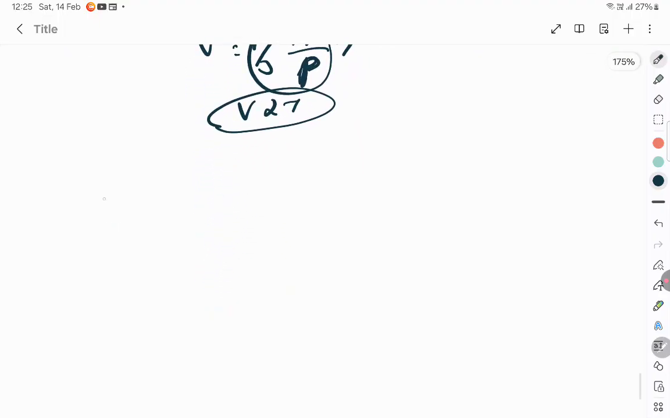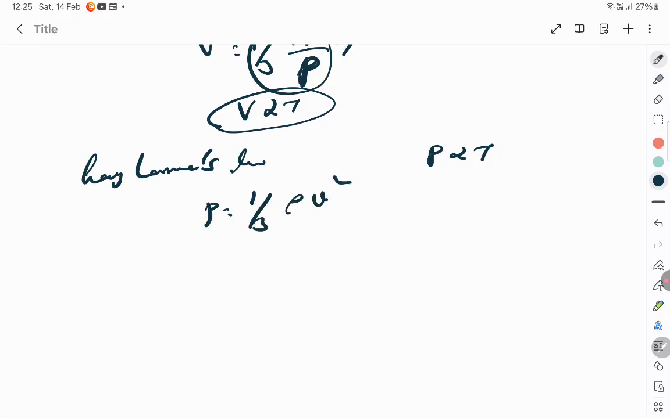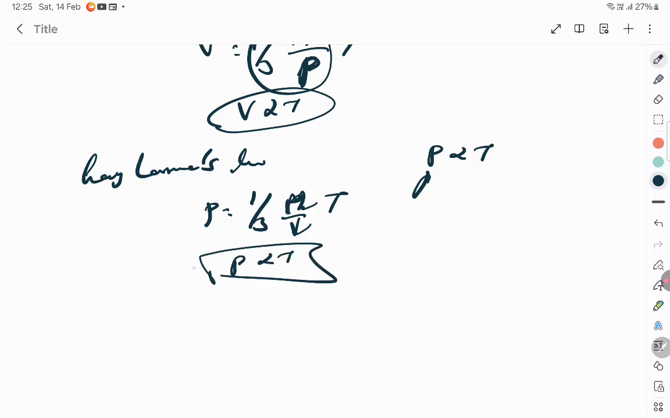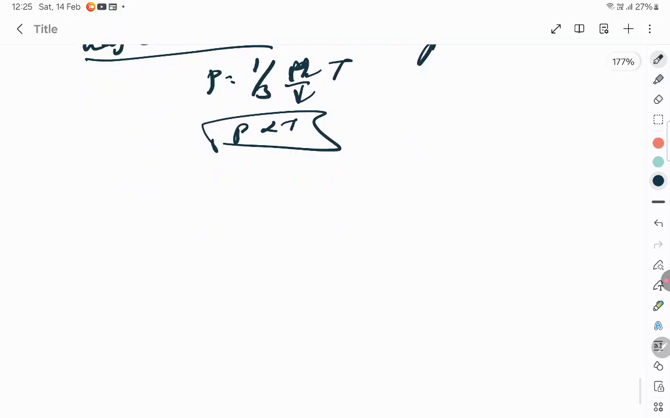Similarly, we can arrive at Gay-Lussac's law. Gay-Lussac's law is about pressure being directly proportional to temperature. Take the pressure formula, which is 1 by 3 rho V square. You want pressure on the left side, temperature on the right side, so you can write V square as T. And that's all. This is density, mass by volume, and these are constants. Pressure is directly proportional to temperature. We are done. We are able to get Gay-Lussac's law directly from the pressure formula, from kinetic theory.